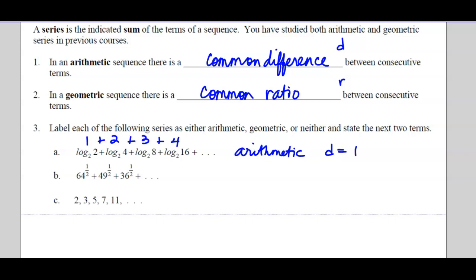This you can't tell, right, because the exponents are all the same, but you can't just divide or multiply each consecutive base, and it wouldn't be consistent anyway. So evaluate. That means square root. So that's 8, 7, 6. So that as well is arithmetic, but now your common difference is negative 1. Okay, C is neither kind of sequence.